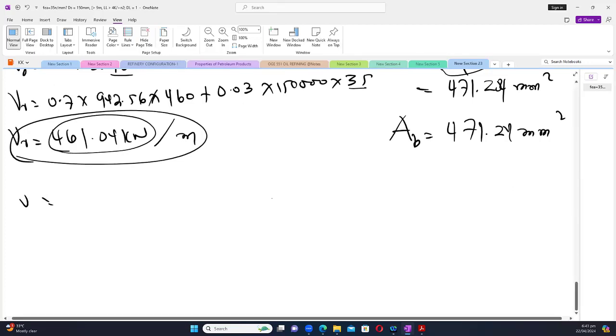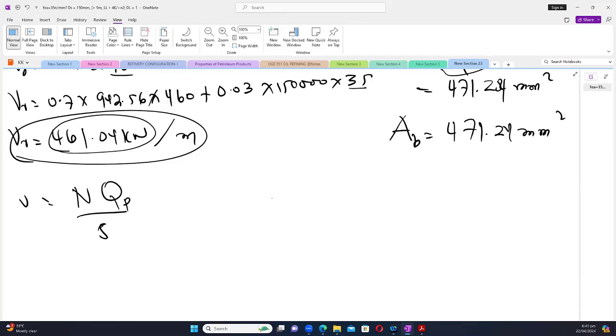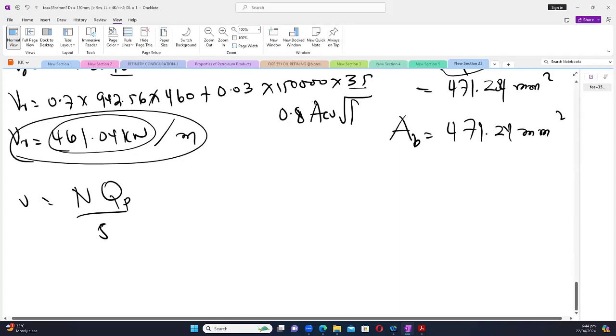But what is coming? The demand, I think, was N QP over S. There is also a limiting value that it has to be compared with. The limiting value is 0.8 times N times ACV times root FCU. You forgot the N between 0.8 and ACV. The one that you said is naturally 1.